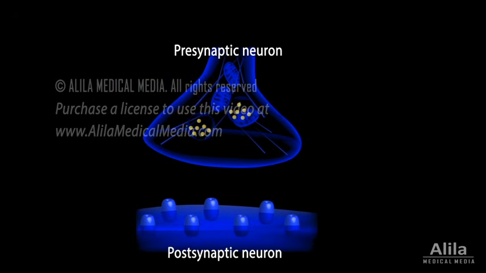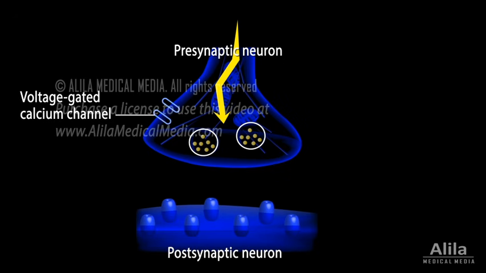Neurotransmitters are synthesized in the presynaptic neuron and stored in small sacs called synaptic vesicles at the axon terminal. Some of these vesicles are docked on the plasma membrane, ready to release neurotransmitter on demand. When an action potential arrives at the nerve terminal, the resulting depolarization opens voltage-gated calcium channels, allowing calcium to flow in. Calcium causes the vesicles to fuse with the plasma membrane, releasing the neurotransmitter in a process known as exocytosis.